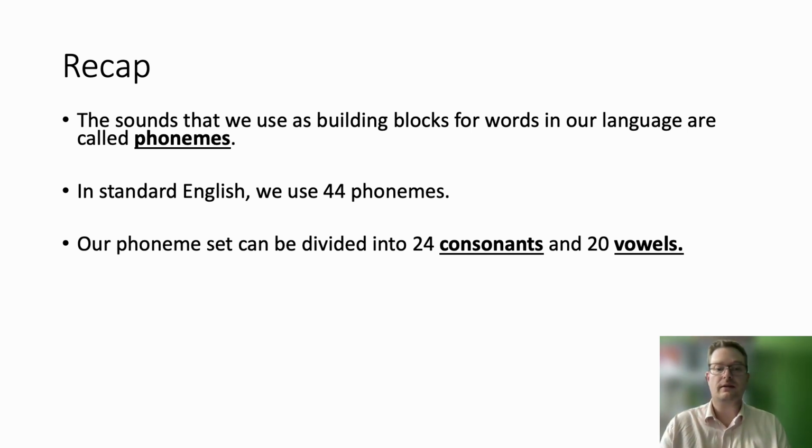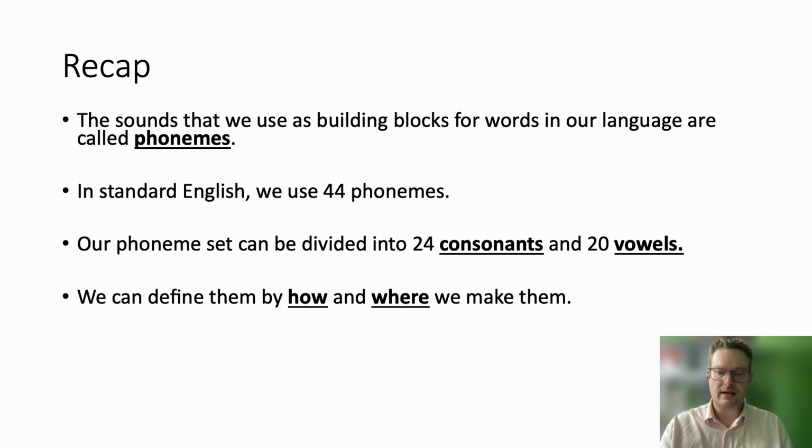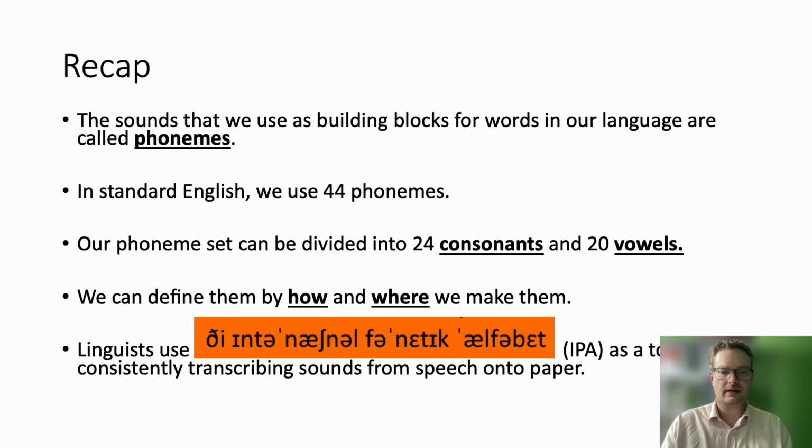We can define the consonants based on how and where in the mouth we make them, and the vowels we can kind of define as well by how high or low the tongue is and how open our mouth is or how round our lips are. So essentially all of these sounds, we can define them by how we make them and also where we make them. And we have also learned that linguists use the International Phonetic Alphabet as a tool for consistently transcribing the sounds in speech made by humans onto paper, so that one sound will equal one symbol as much as possible.